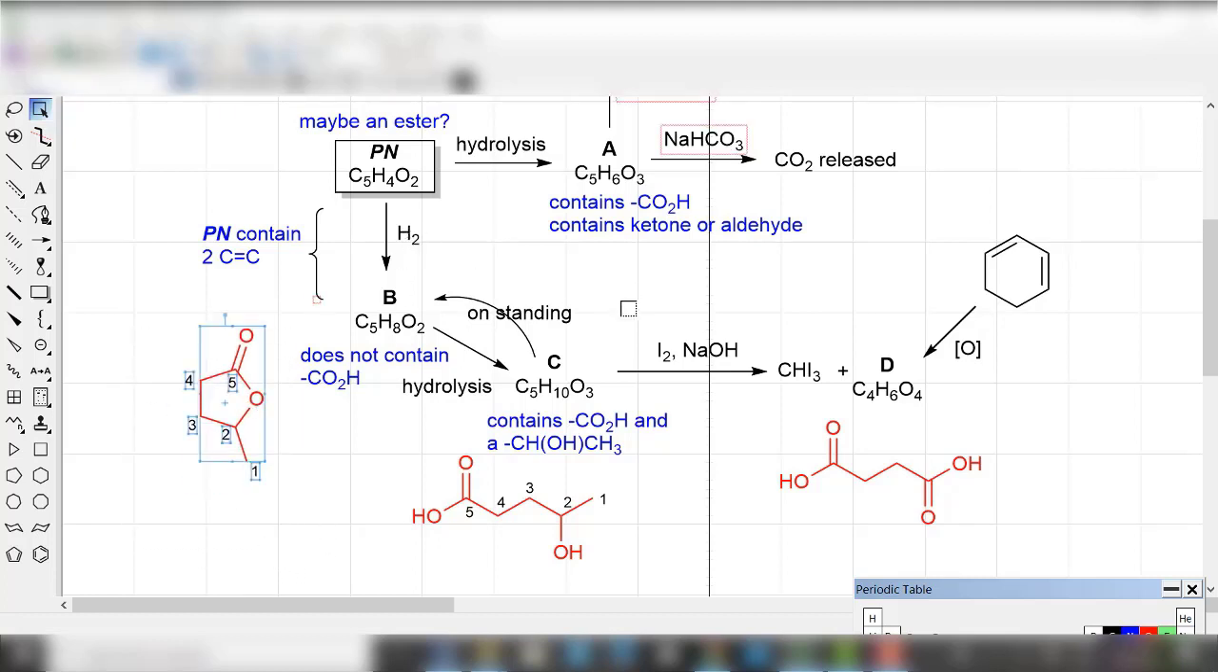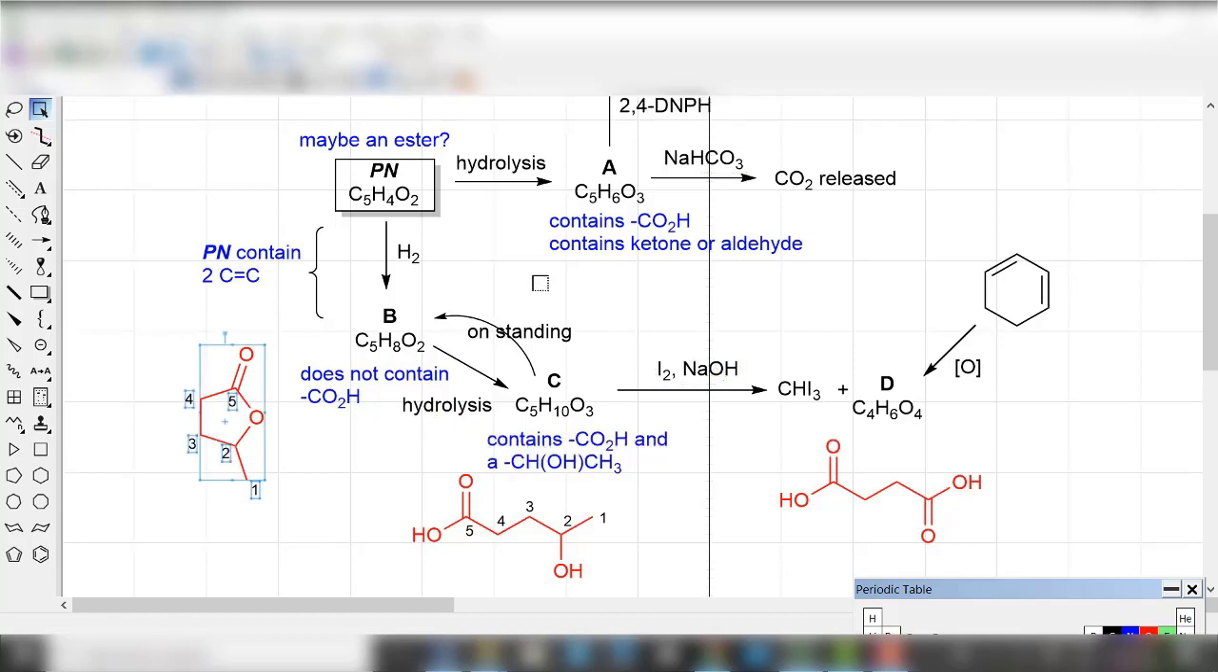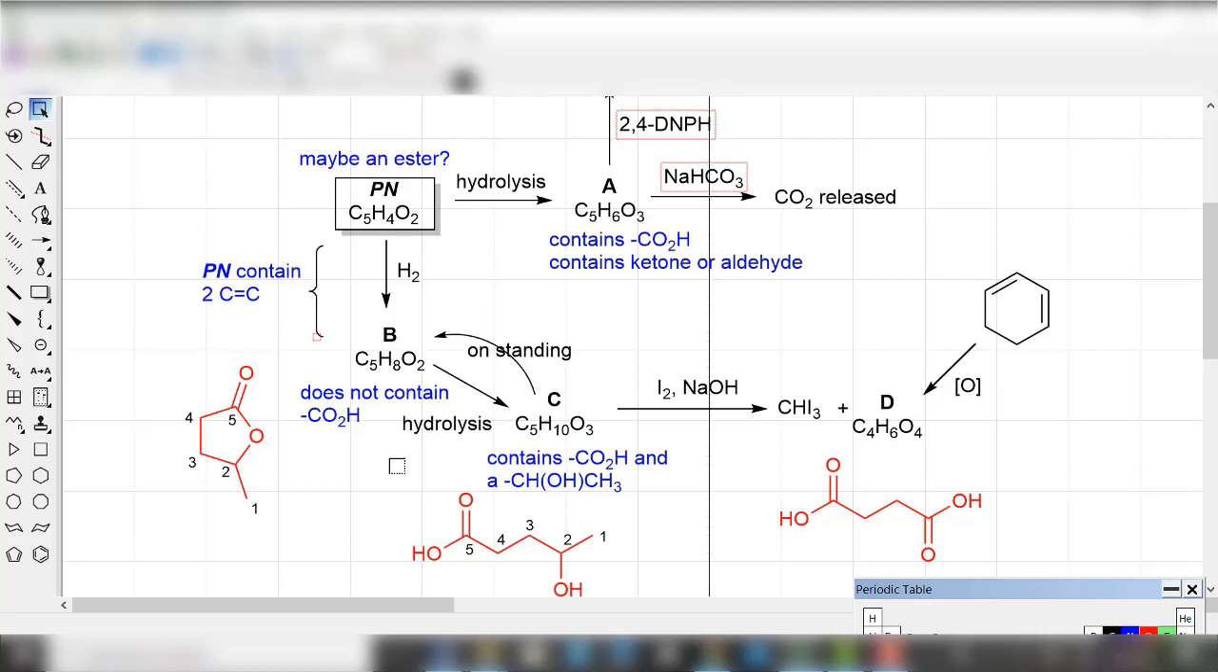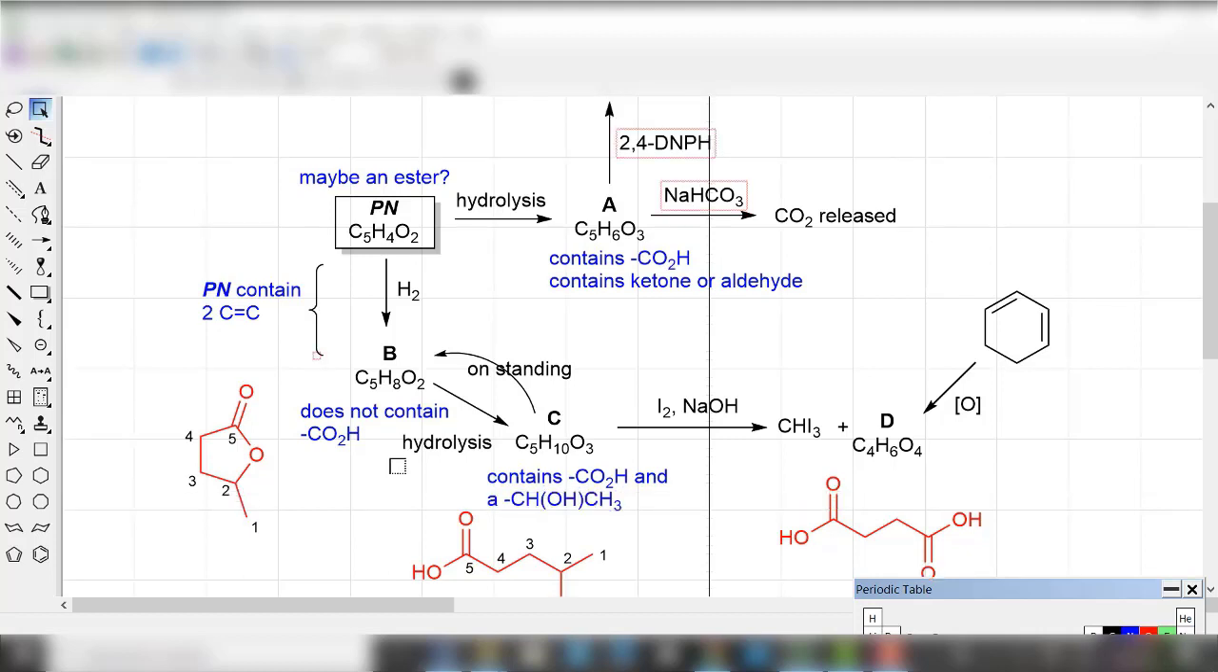But to get PN straight away is difficult, right? My question to all of you now would be: how are you going to incorporate the C=C double bond in PN such that it satisfies the molecular formula? So where can the C=C double bond be?